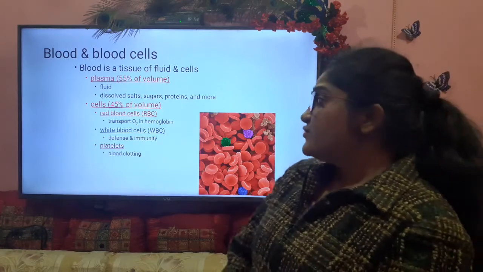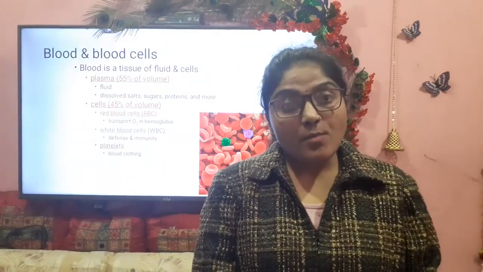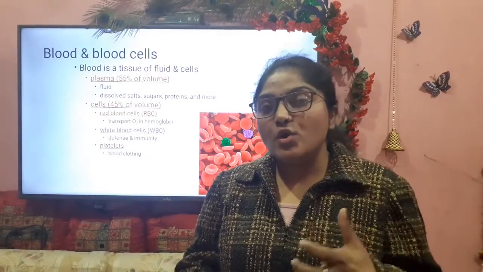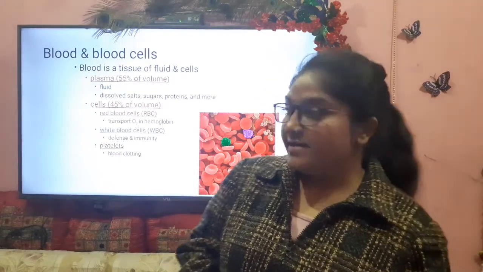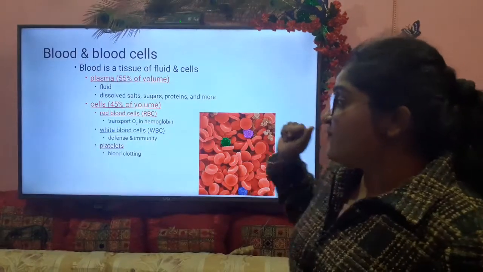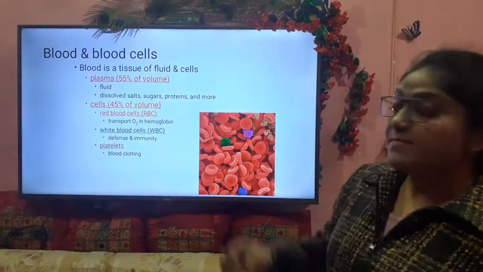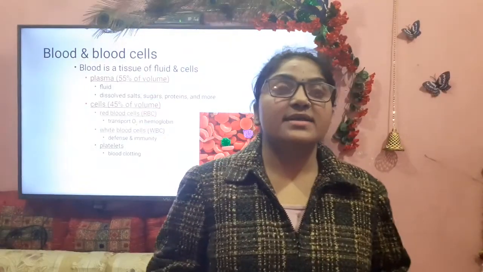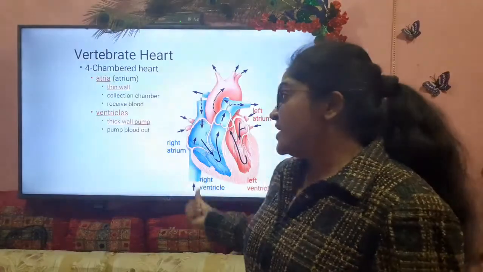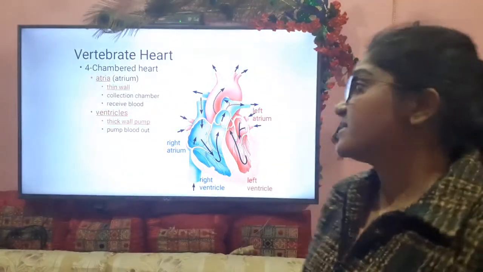RBCs transport oxygen in hemoglobin, and due to hemoglobin our blood is red. The white blood cell is the first defense and immune system of our body, and platelets help in blood clotting. Whenever we get injured, it is due to platelets that the bleeding stops.